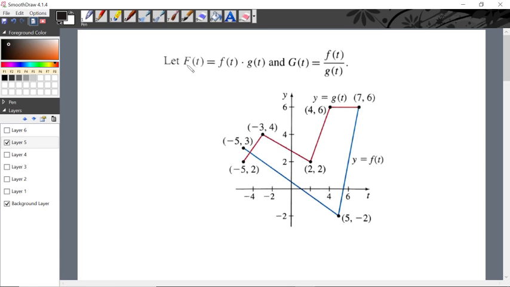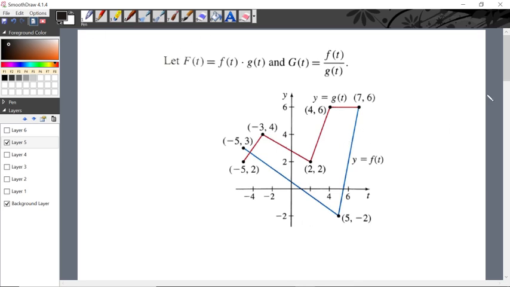So we're given that big F of t is the product of little f of t and g of t, for instance, and big G of t is the quotient of little f of t and g of t. And we're given their graphs here. So the blue piecewise curve is y equals f of t, and the red piecewise curve is y equals g of t.